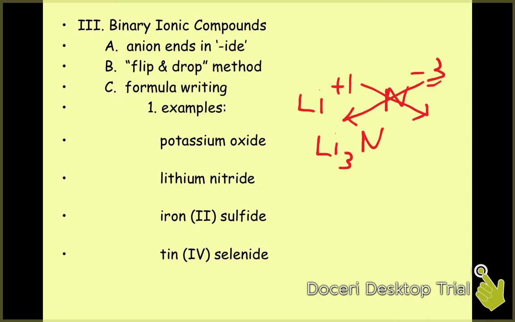We need 3 lithiums to give nitrogen their valence electrons. Nitrogen moves from 5 valence electrons to 8, and this is the answer for lithium nitride.